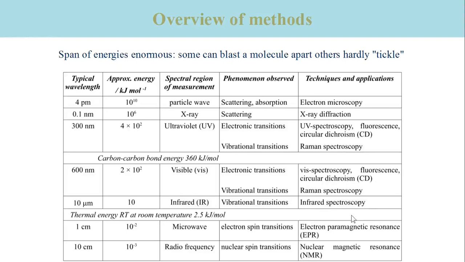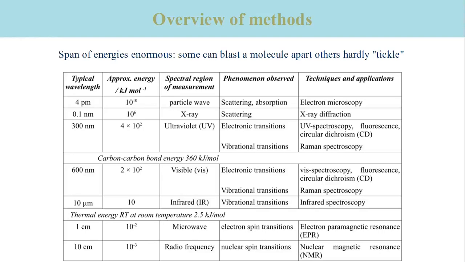Even smaller photon energies are needed for electron and nuclear spin orientation changes. These are photons in the microwave and radio wave spectral region. All the mentioned techniques observe the absorption of photons, which means that the photon energy is equal to the energy gap between ground and excited state.